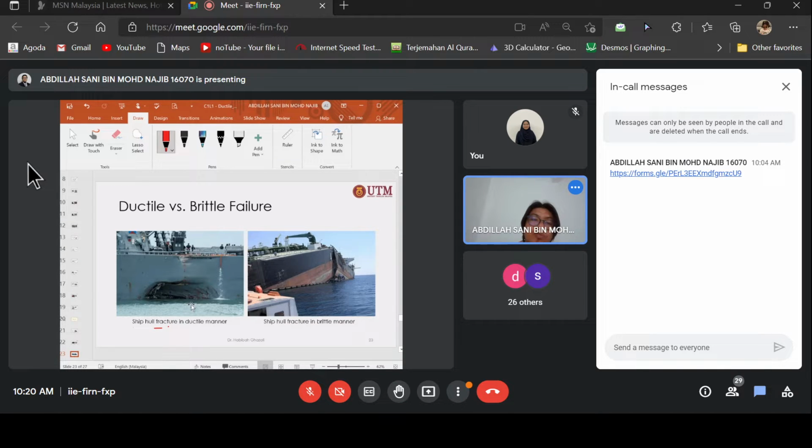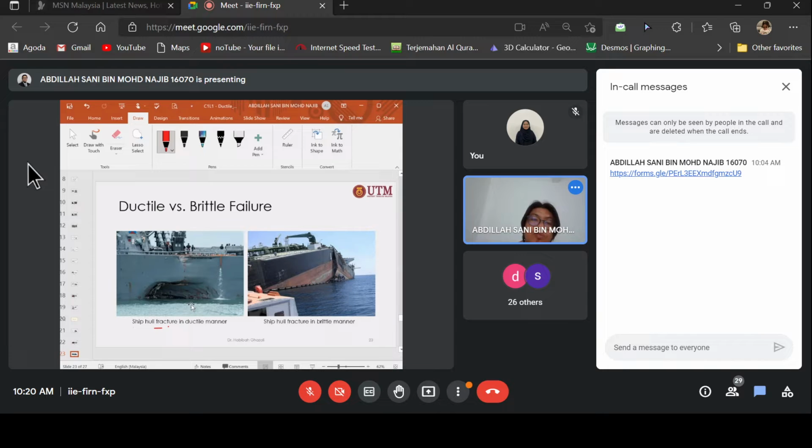Okay, the characteristic, you have to be able to recognize this. If you find some structure that is experiencing failure, please have a look. As a material student, please have a look at it. Try to apply your understanding, whether it is a brittle fracture or ductile fracture.